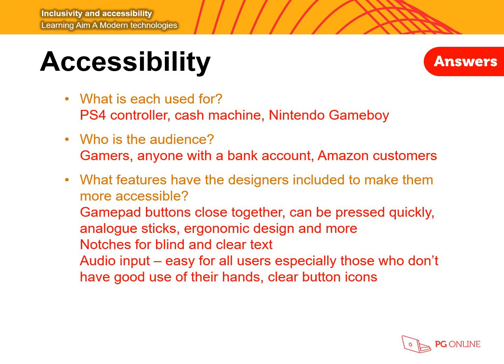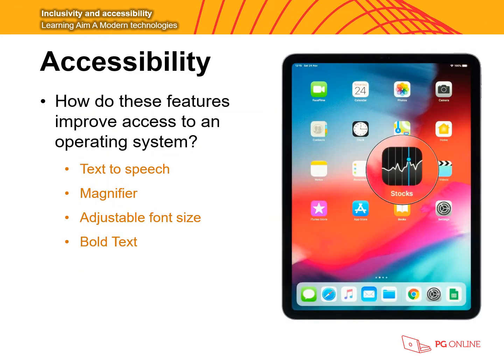There are lots of different features and tools that are integrated into devices to support people with different needs. One example would be if you looked at your iPhone right now. If you go into the settings option, you will notice there's an accessibility tab. In here, there are many tools and features that support people with different needs, ranging from vision, physical and motor, to hearing.